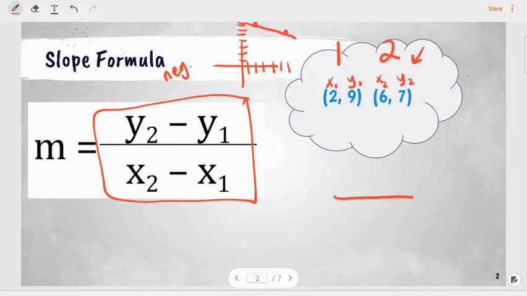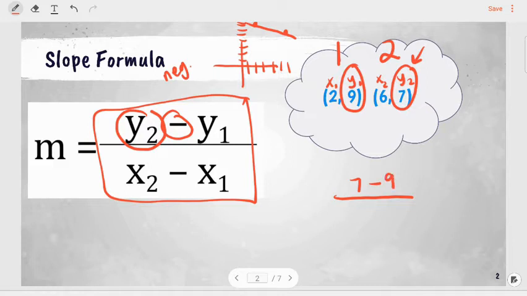I'm going to duplicate this problem. I'm going to find y2, and y2, if I come over here to match to my ordered pairs, is this point right here. So 7, I'm going to include the minus sign in my formula, and y1. So 7 minus 9. And that's going to find me my rise.